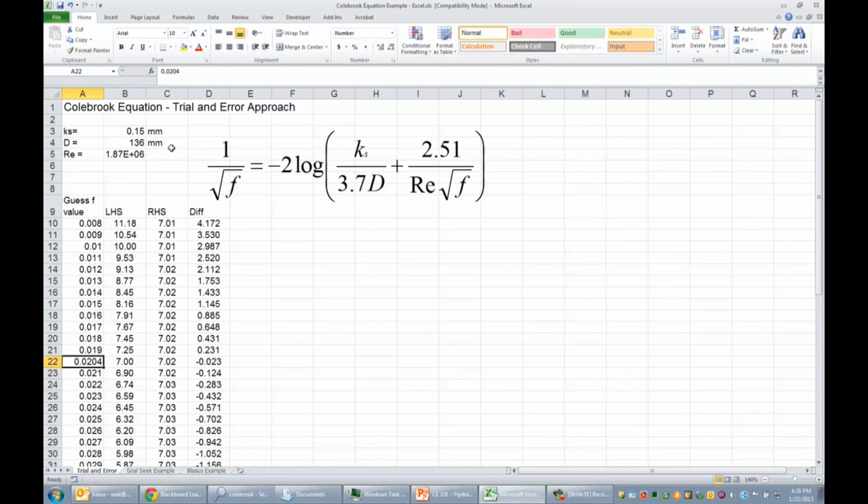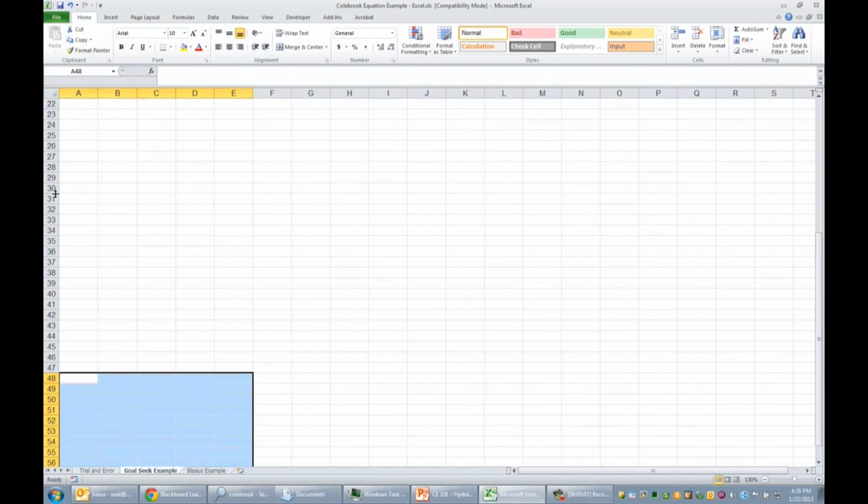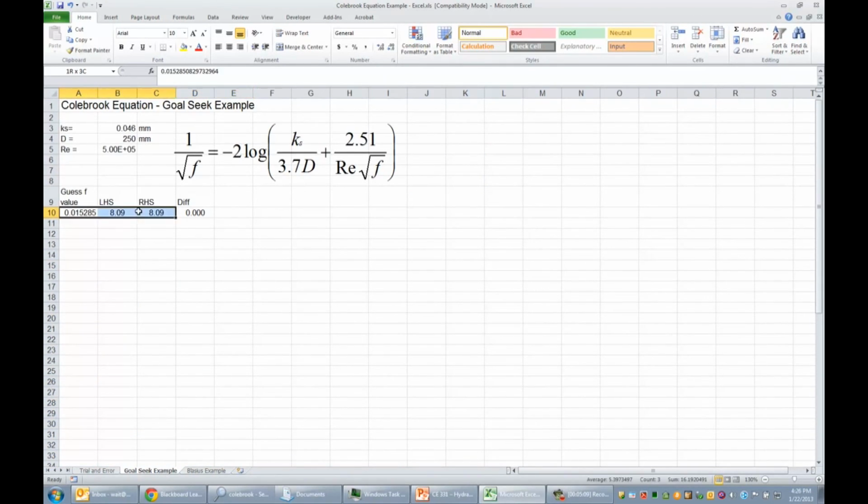Got worse. So that is my final answer there. So that's the trial and error approach. We can use GoalSeek to find it as well. GoalSeek is a tool that's built into Excel that I think maybe you've had a chance to use before, but let me just refresh your memory on how it can be useful.